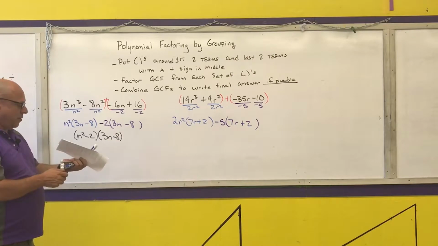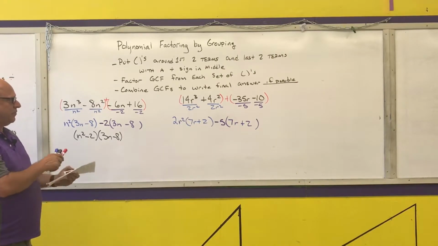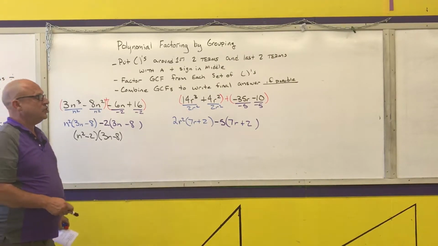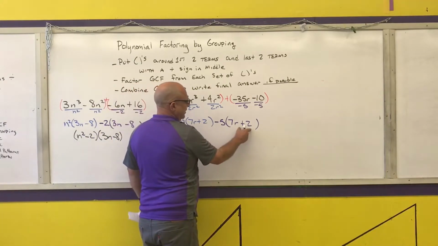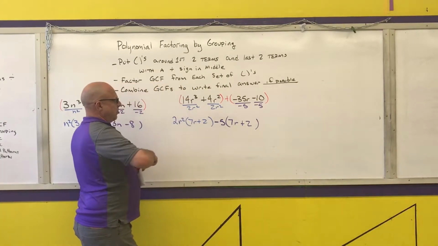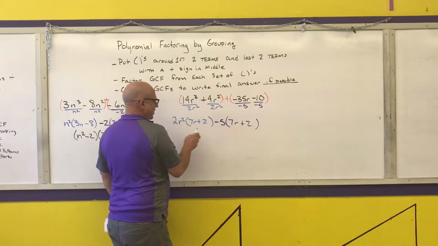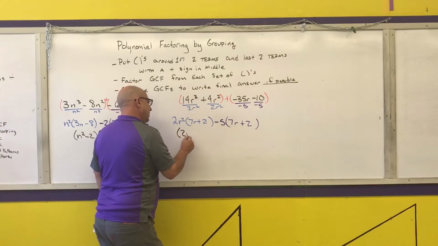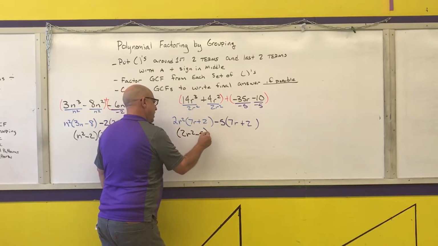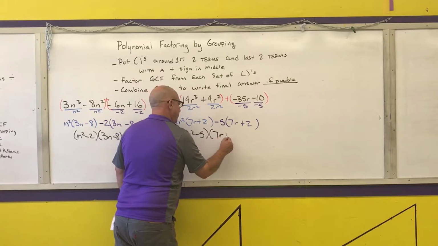Step 3, combine the greatest common factors to write the final answer if possible. Check to make sure what's in the parentheses is identical. If so, you're going to combine what's outside the parentheses and multiply it by what's inside the parentheses.